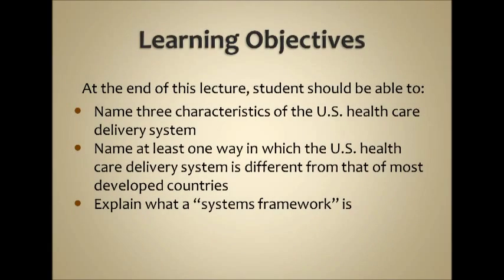Learning objectives. At the end of this lecture, students should be able to name 3 characteristics of the U.S. healthcare delivery system, name at least one way in which the U.S. healthcare delivery system is different from that of most other developed countries, such as Britain, Canada, and Japan, and explain what a systems framework is.